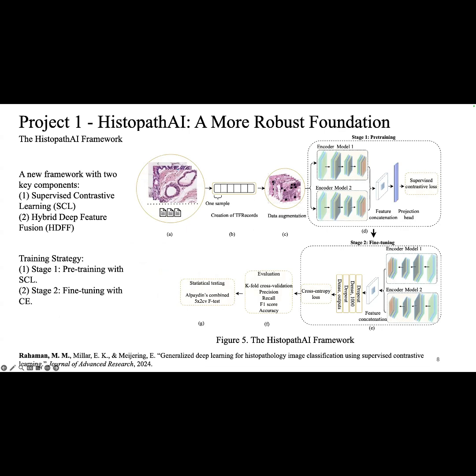So this is the technical framework in more detail. It has two key components. First is supervised contrastive learning. Second is hybrid deep feature fusion. And our training strategy is two-stage. In stage 1, we pre-train the entire network using the supervised contrastive loss. And in stage 2, we fine-tune using standard cross-entropy.